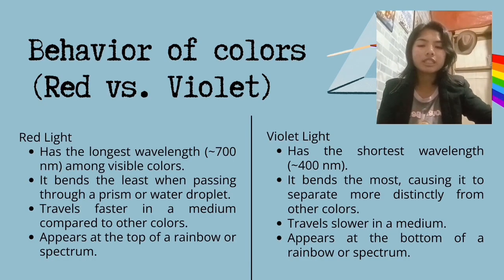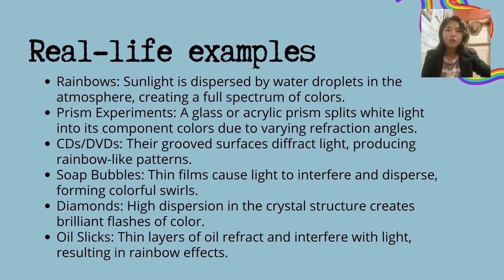Examples. First, let's have rainbows. When sunlight enters a water droplet in the atmosphere, it refracts, then it reflects inside the droplet, and then it refracts again as it exits. Each color bends at a slightly different angle, with red light bending the least and violet the most, thus creating a full arc of colors in the sky.